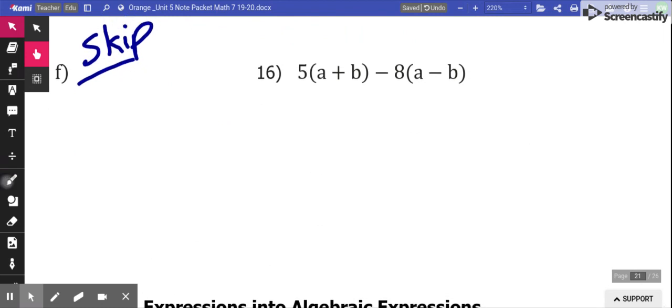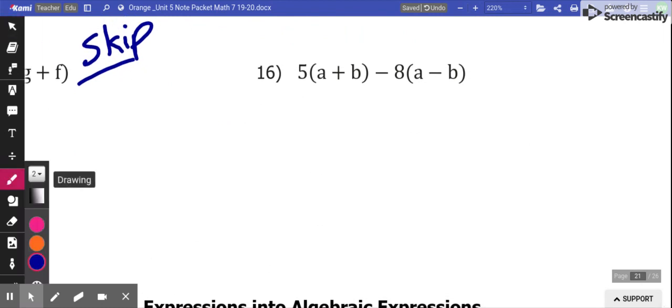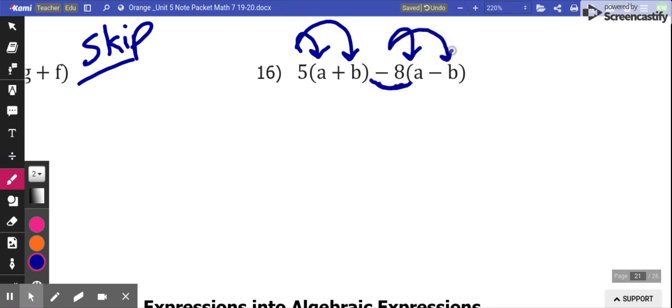All right. So let's take a look at 16. Now the reason I chose to do 16 is because it's double distribution again. But the second term, you're not distributing the 8, you're distributing a negative 8. And if you have a negative on the outside and another negative on the inside, you have to be careful. So that's why I chose this one. So let's start by distributing this 5. 5 times A is 5A. 5 times B is 5B.